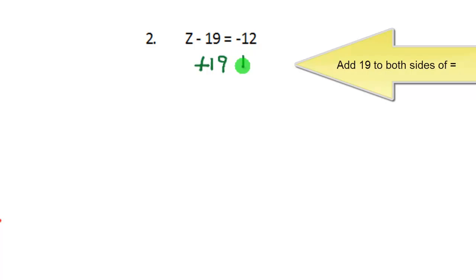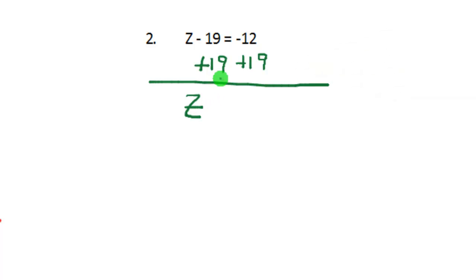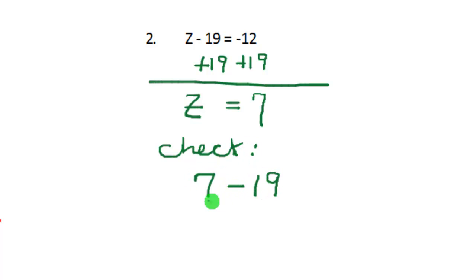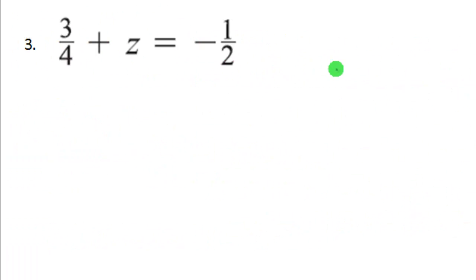Okay, so here's problem number 2. Again, we want to isolate z, so we're going to add the opposite. We're going to add a positive 19 to both sides. Negative 19 plus 19 is 0, and then we have a negative 12 plus 19 on the right, and that's going to be a positive 7. And we're going to check that by substituting the positive 7 in for z in the original equation. 7 minus 19, well, as you know, that is negative 12. So our solution checks.